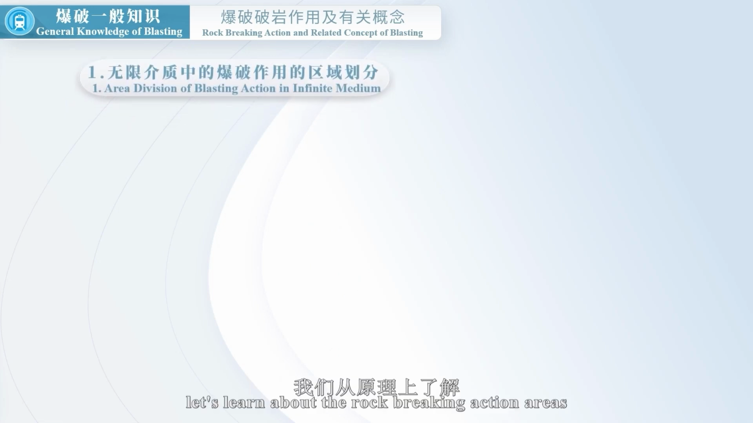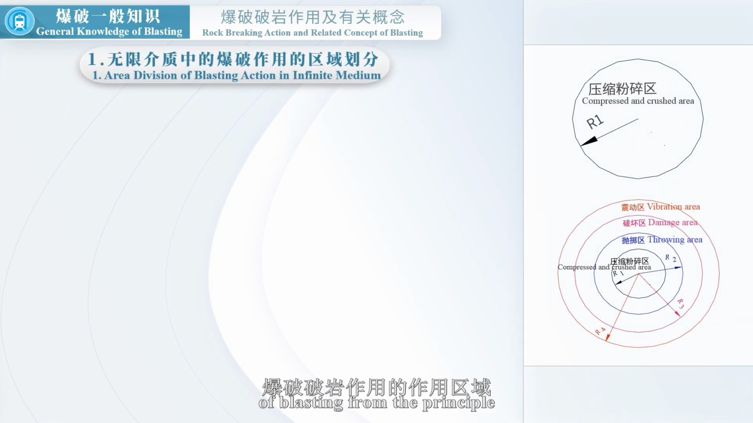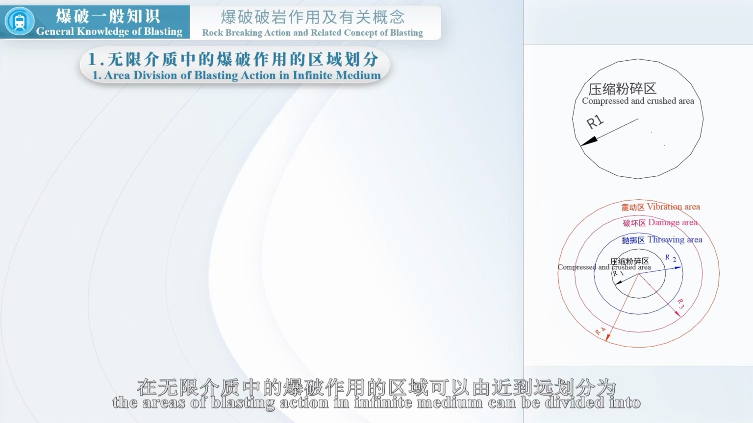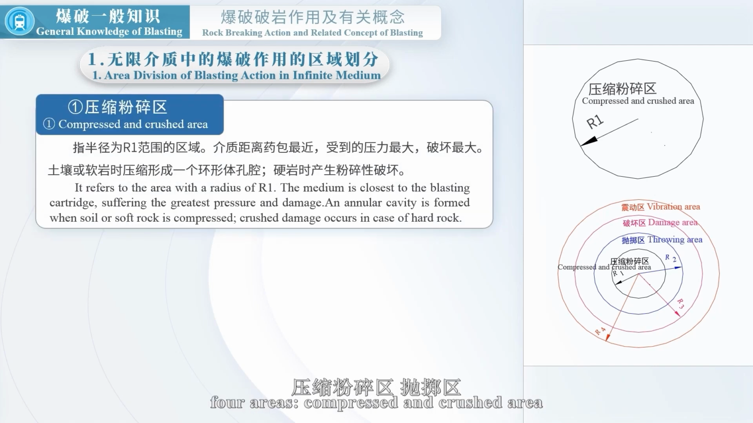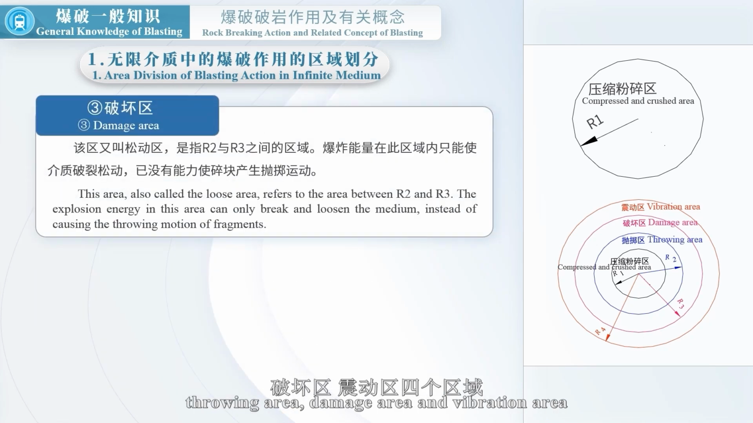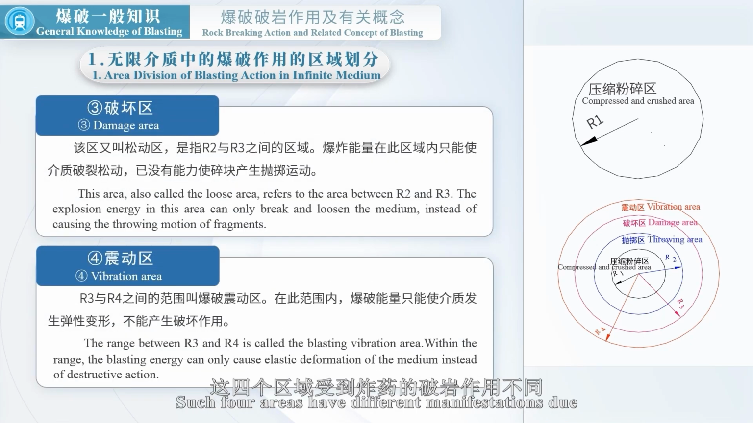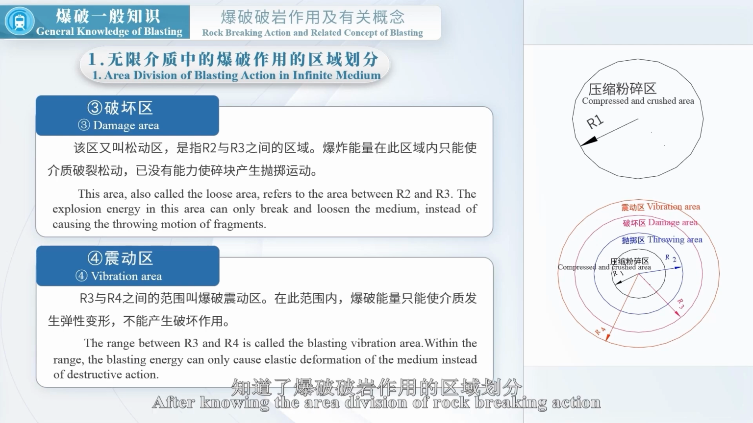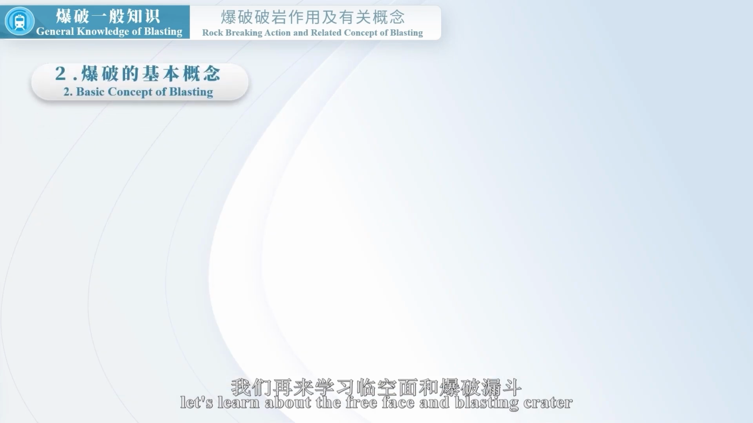Next, let's learn about the rock breaking action areas of blasting from the principle. As can be seen from the figure, the areas of blasting action in infinite medium can be divided into 4 areas: compressed and crushed area, throwing area, damage area, and vibration area. Such 4 areas have different manifestations due to the rock breaking action of explosive. After knowing the area division of rock breaking action, let's learn about the free face and blasting crater.